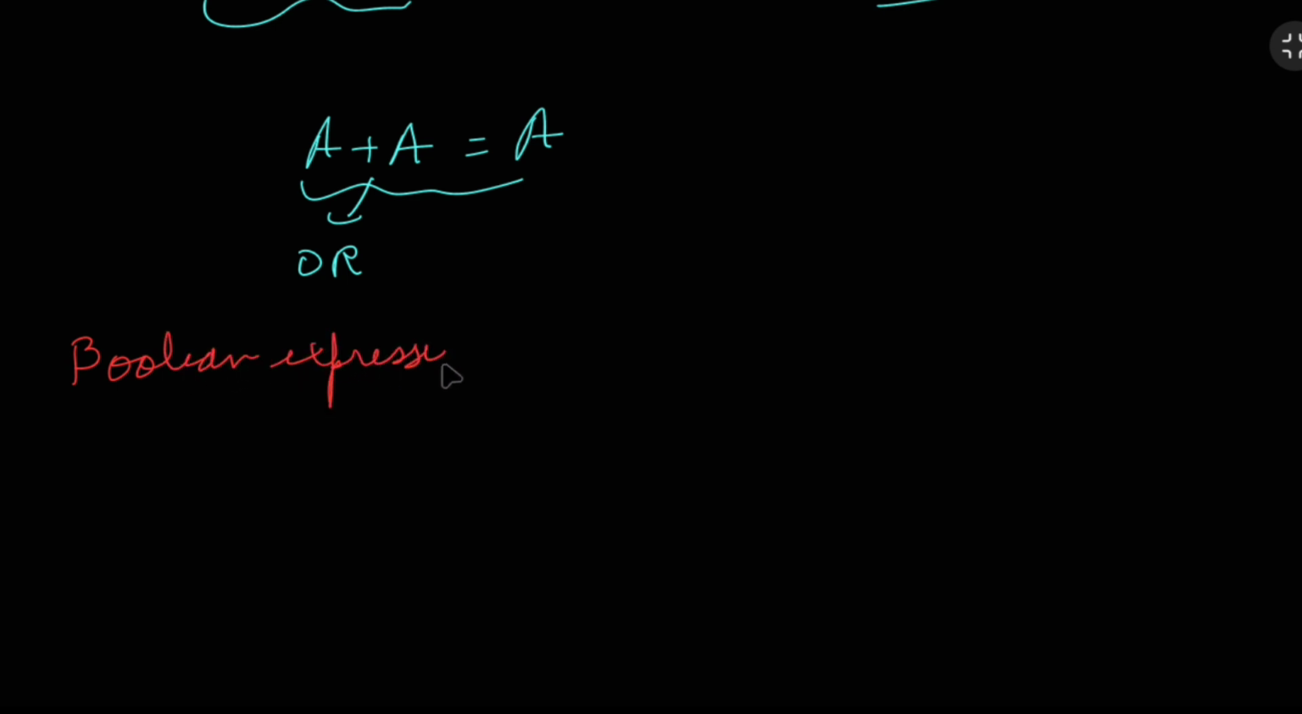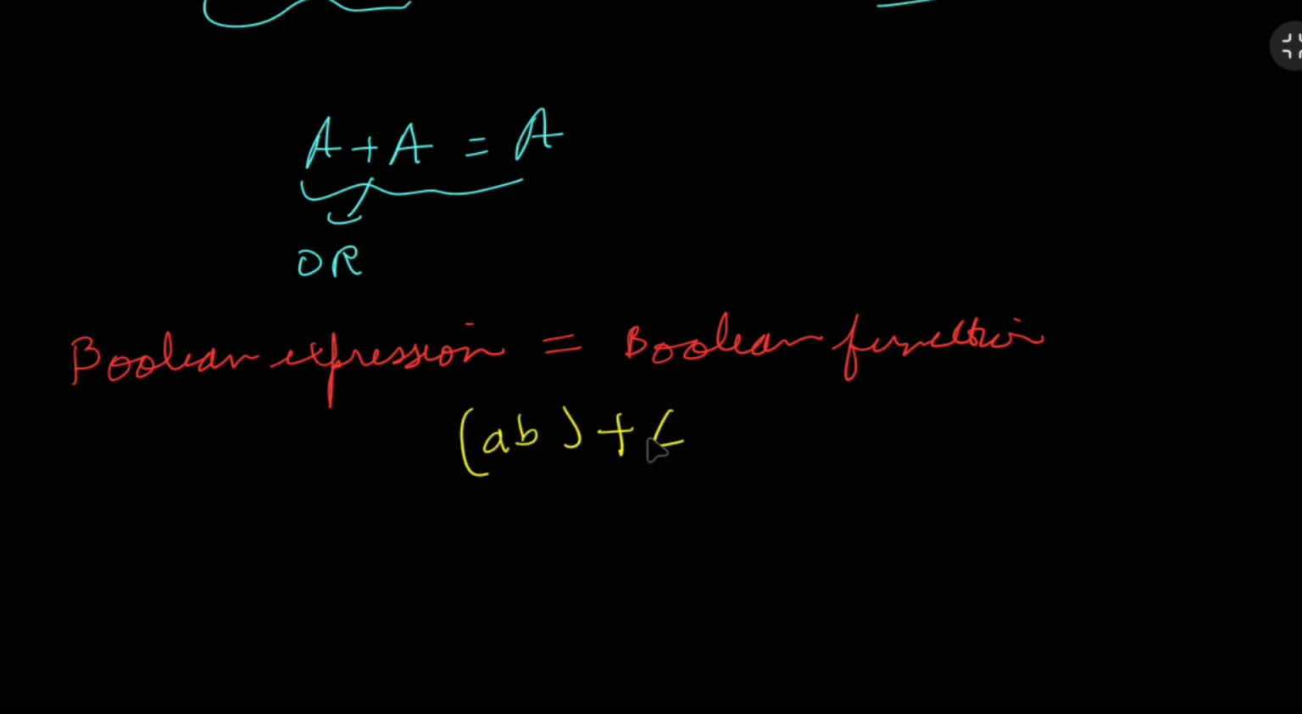So if you do A plus A, you'll get A. This is again an equation. This is your OR operation because A or A is nothing but A, right? Now Boolean expression same as Boolean function. Both of them are same things. For example, if I have this expression AB plus C, this is our expression.